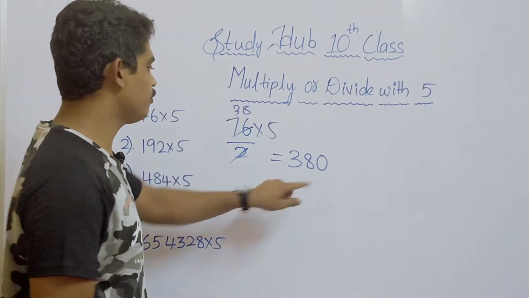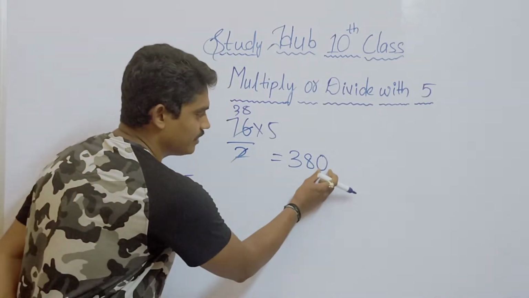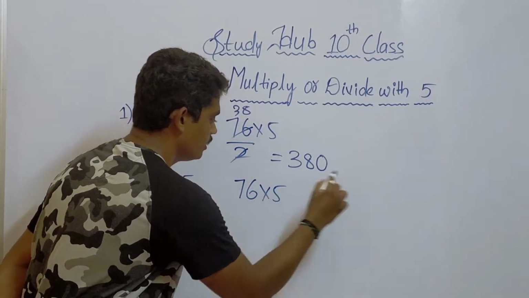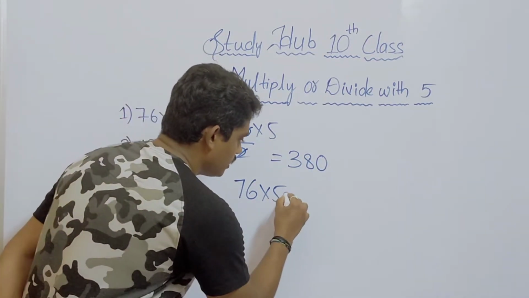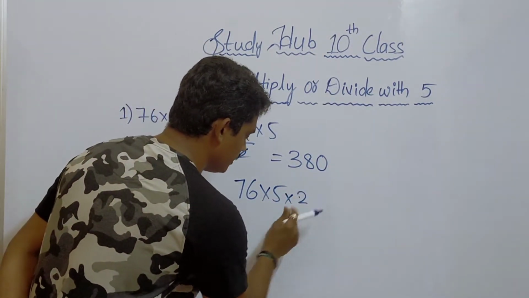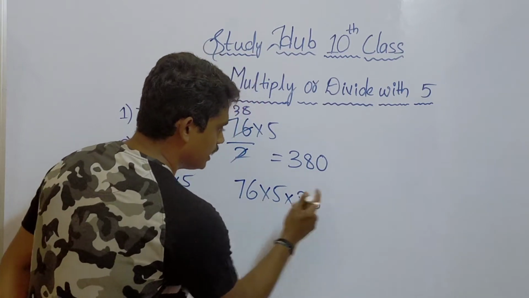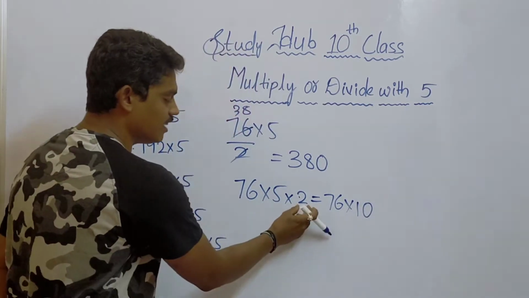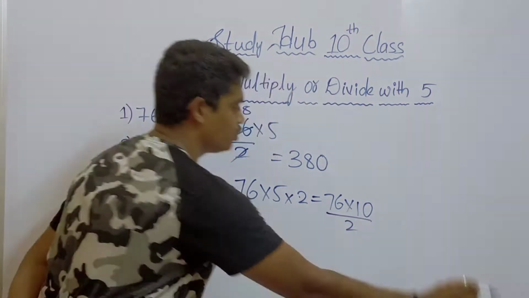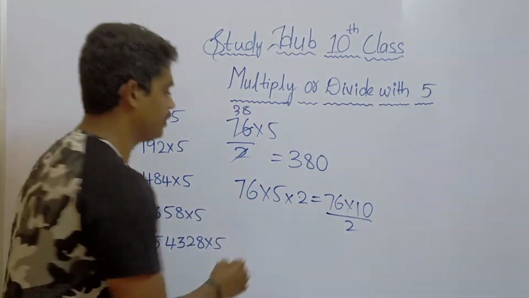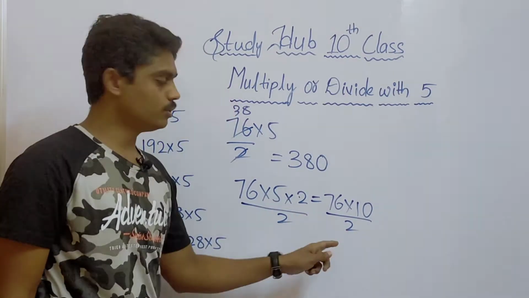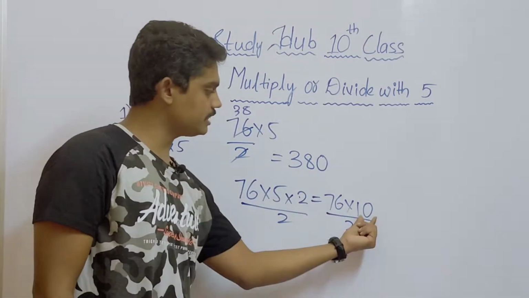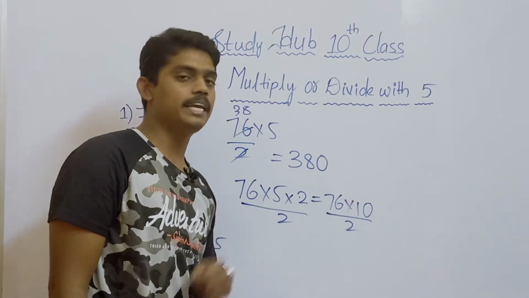Now I will explain why we are dividing the given number by 2 and why we are adding a 0 in the end. We have 76 into 5. When I see this 5, I think, if I multiply the 5 with 2, it can be 76 into 5 2s is 10. And as I have multiplied with 2, I will divide with 2. So 76 divided by 2, we can solve easily. And 38 into 10 will be 380.